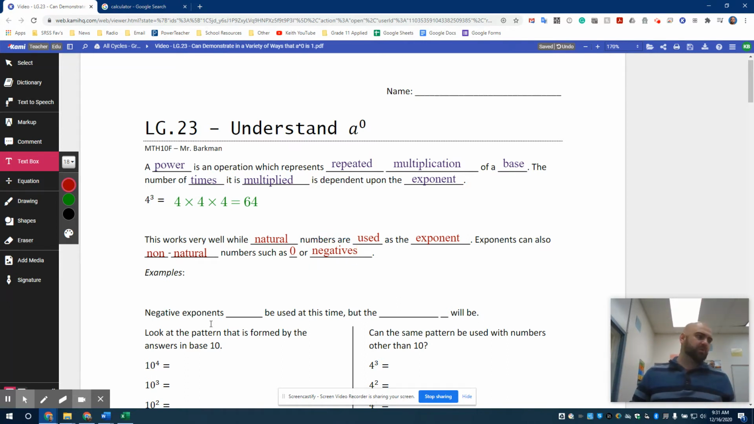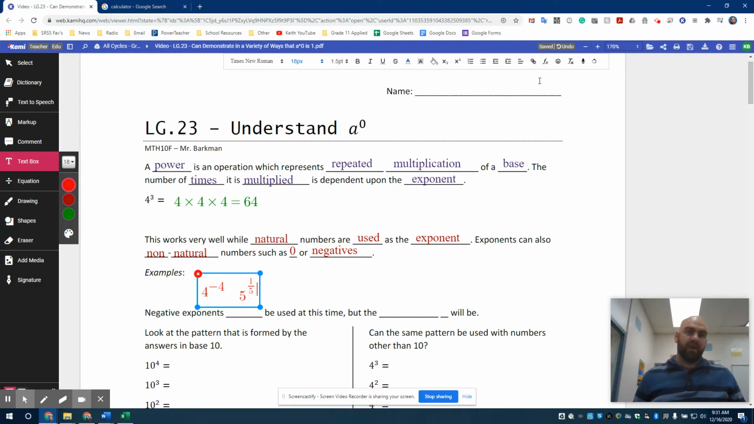Now, we're not going to deal too much with the negatives today, but we will take a look at the 0. As examples of this, we could have 4 to the power of negative 4. This is very different than 4 to the power of 4. Again, we won't get into this a whole lot. We could also have something like 5 to the power of 1/5. We could actually have a fraction in there. We could do decimals as well.